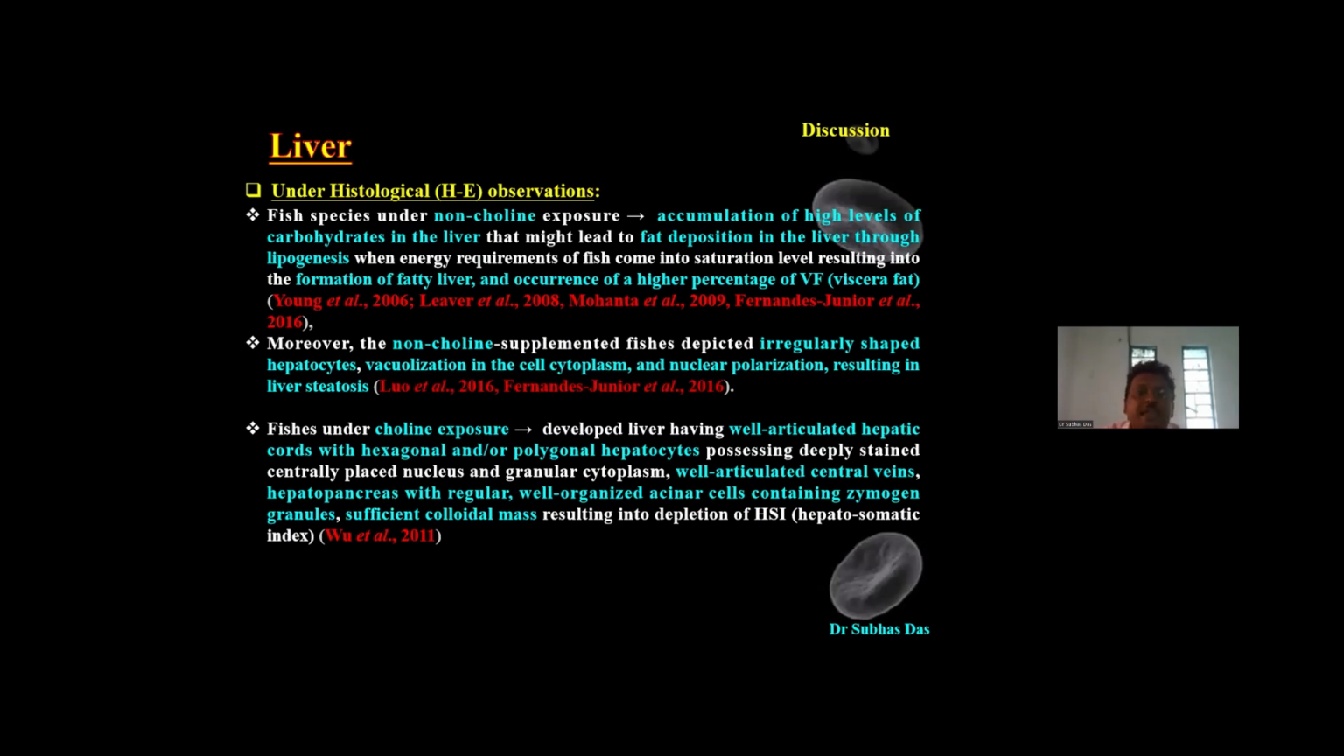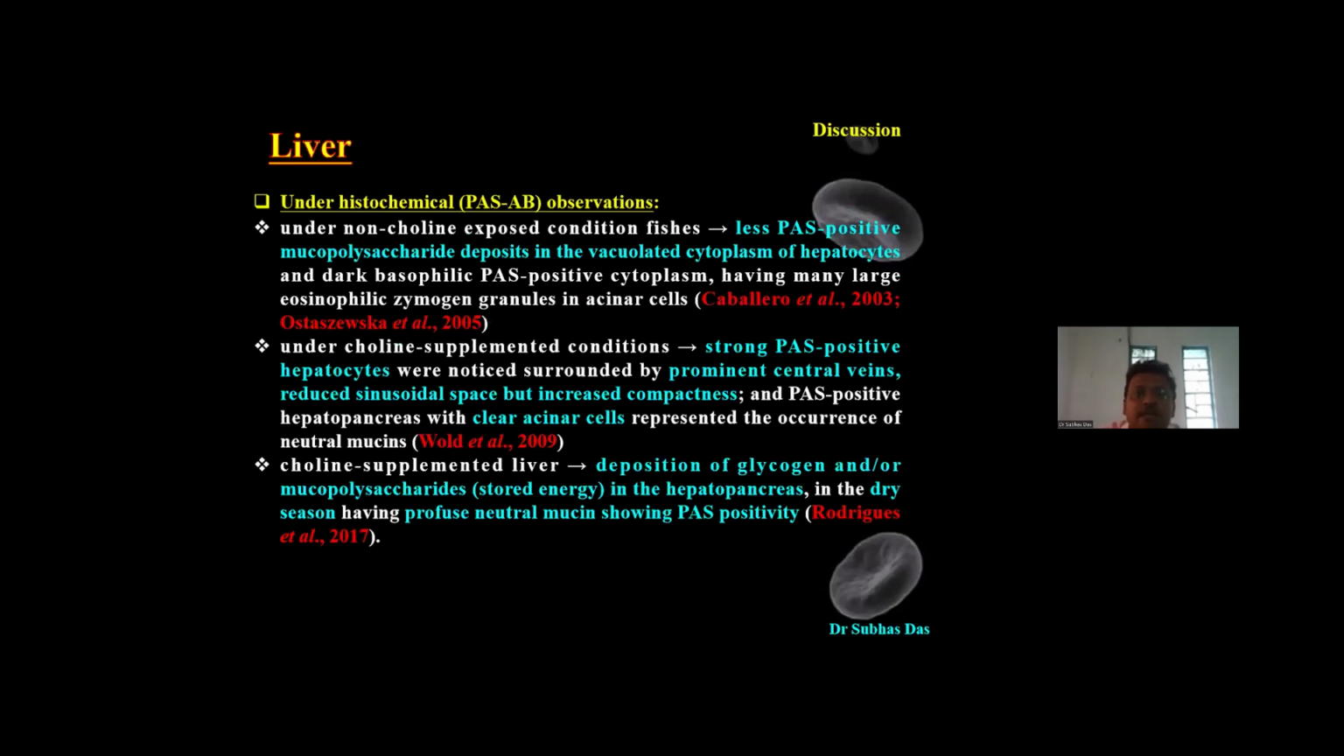The presence of these types of cells within the liver tissue helps in digestion, and mainly it protects the liver from deposition of fats. Under the histochemical study, we can see less PAS-positive mucopolysaccharide deposits in the vacuolated cytoplasm of the hepatocytes, and dark basophilic PAS-positive cytoplasm having many layers of eosinophilic zymogen granules in the acinar cells.